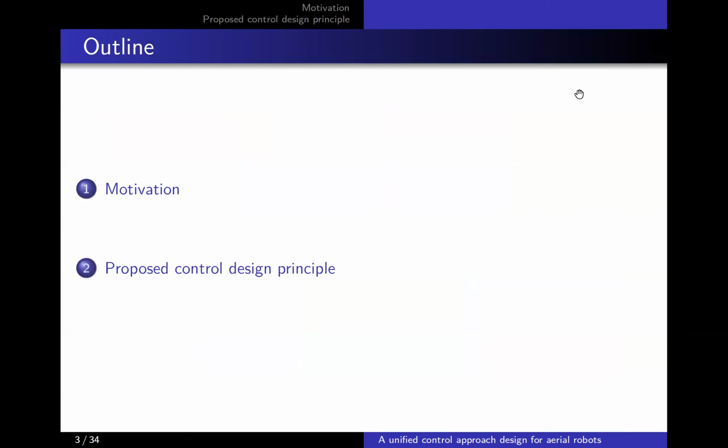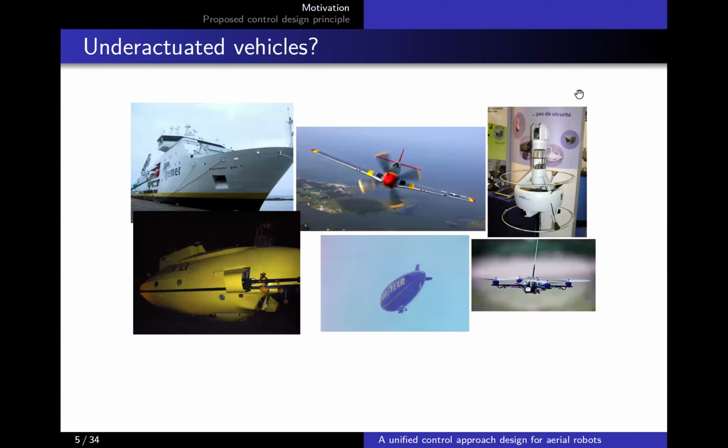So I will start with the motivation first, and then I will talk about the proposed control approach for this kind of vehicles. You will see a lot of equations, but I will not spend time on the equations, just provide you the main idea behind them. So for the motivation, if you look at almost all existing vehicles, except cars and trucks, they are under-actuated.